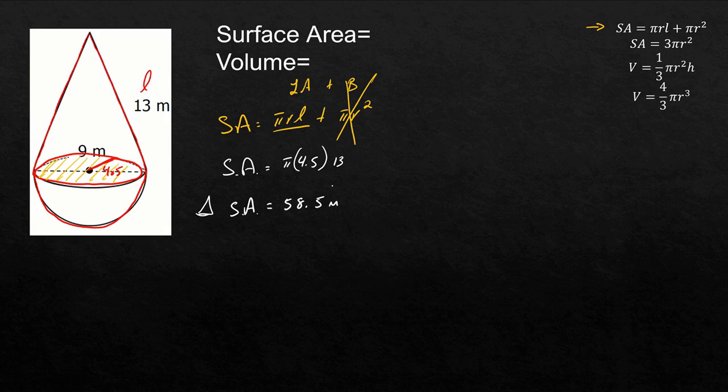So here, my surface area for this cone is going to be 58.5 pi meters squared. Okay, and so that's the first part, right? I have the area for this top part.